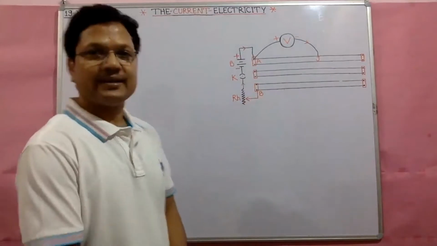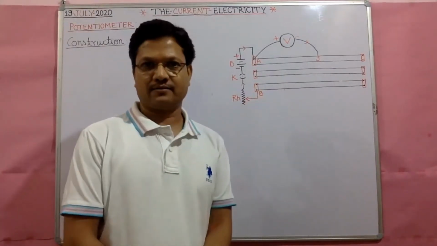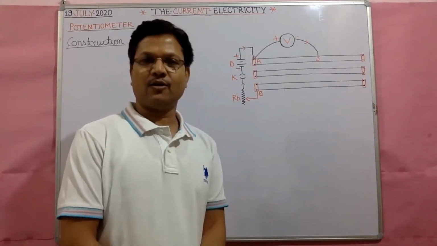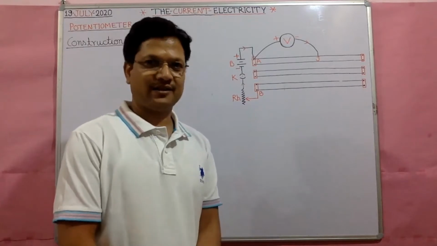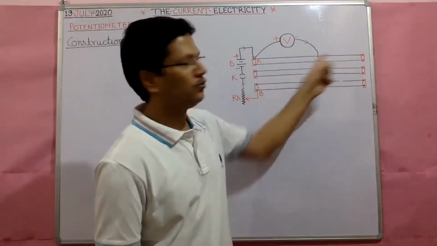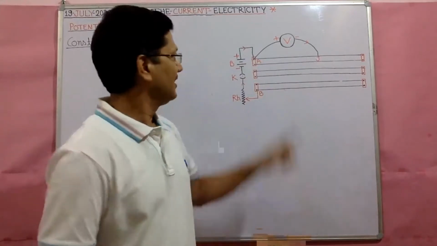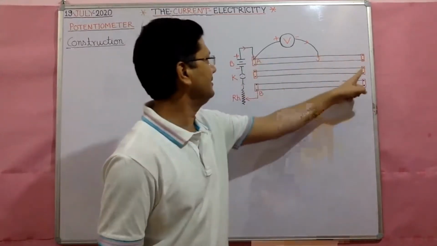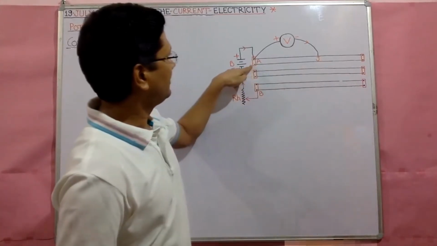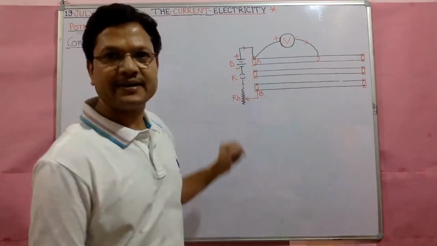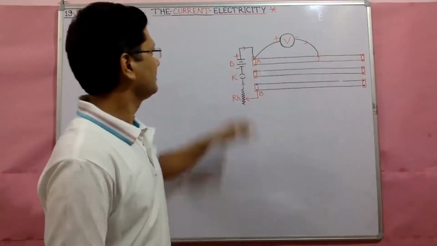A potentiometer actually consists of a long wire of manganese or constantan, usually of 10-meter length, in different 1-meter segments. All segments are connected in series, as you are seeing in this diagram. These red marks are copper strips and this is a magnet wire.